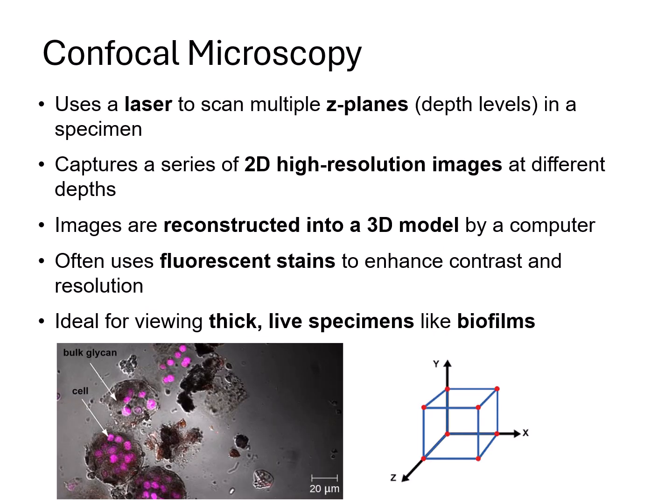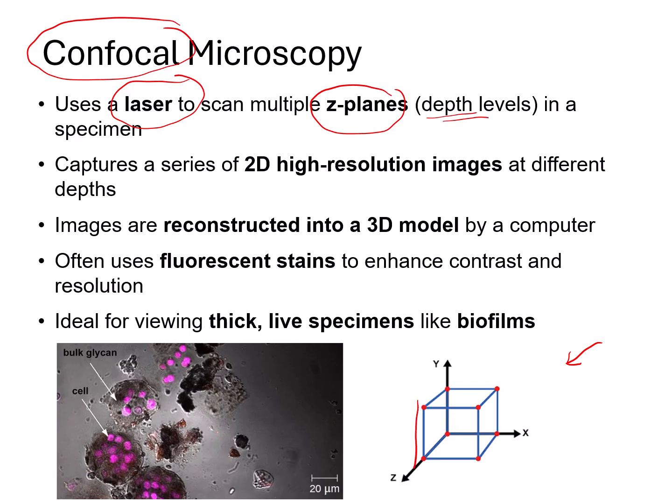The next type of light microscopy we have here is confocal microscopy. And instead of using a lamp or a broad beam of light, we're going to use a laser for confocal microscopy. It scans multiple Z-planes, which are depths, in a specimen. So let's pretend I have a fake specimen here, like a cube. It's a three-dimensional specimen. What the laser would do is scan one depth at a time. So let's say I scan that surface, and then I'm going to go deeper into the specimen and scan the next layer, and then maybe even deeper, and so forth.